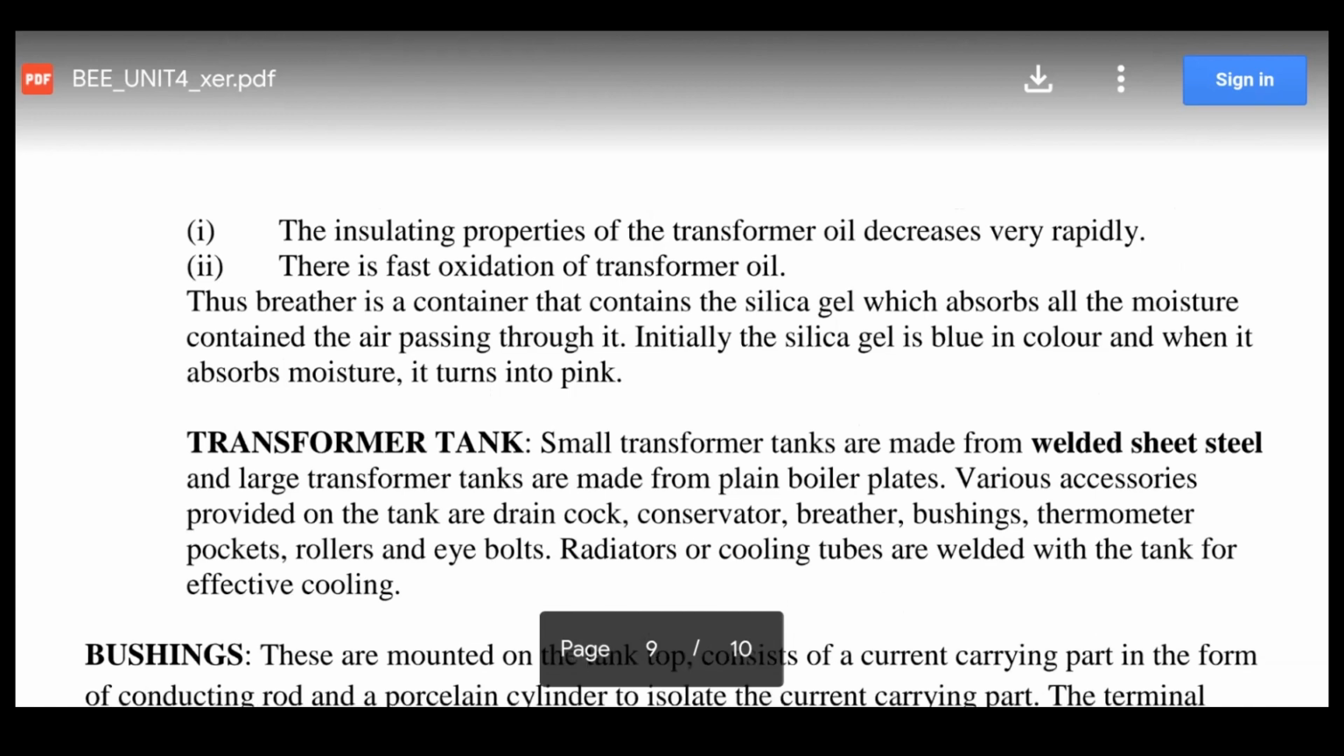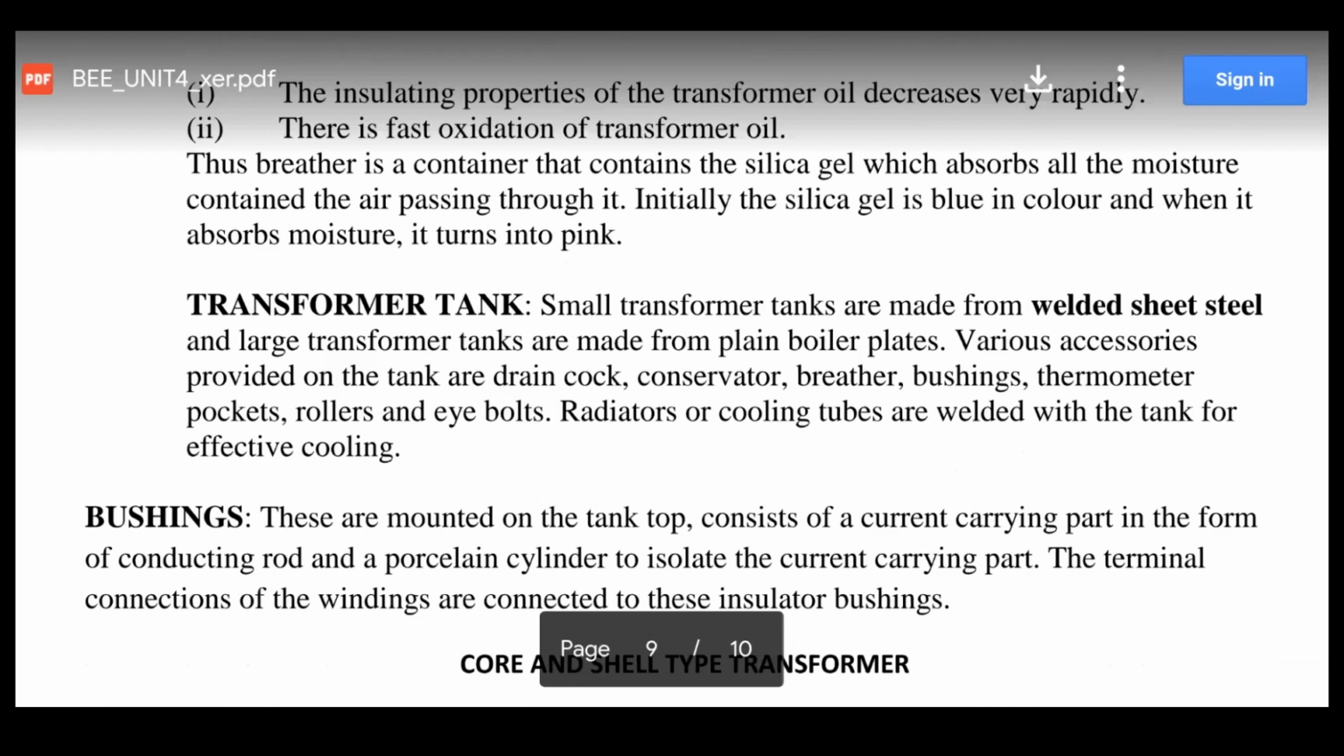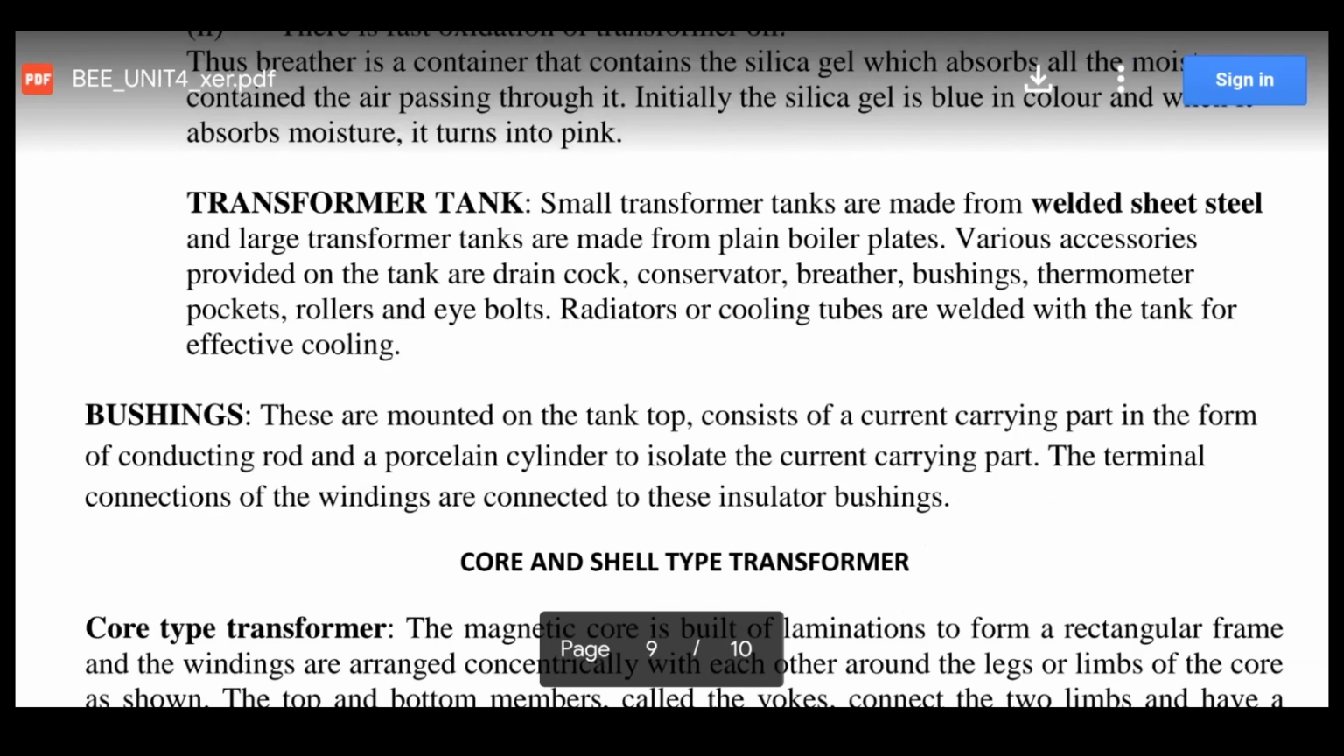This is the transformer tank. Transformer tanks are generally made up of welded sheet steel. Large transformer tanks are made from plain boiler plates. It should have eye bolts, used for picking up, and it can have pockets and rollers. These are wheels which I have talked about. Bushings I have informed you. They are chocolate color porcelain cylinders, and terminals are connected to them.